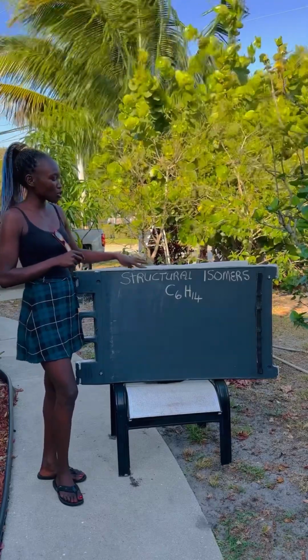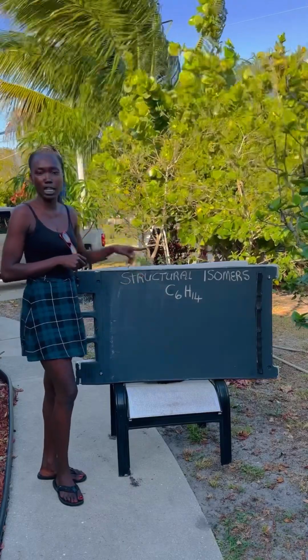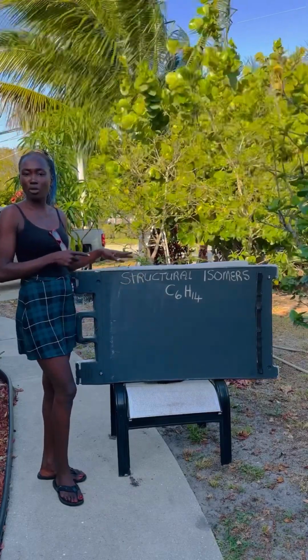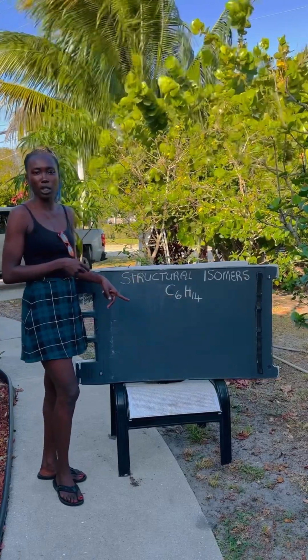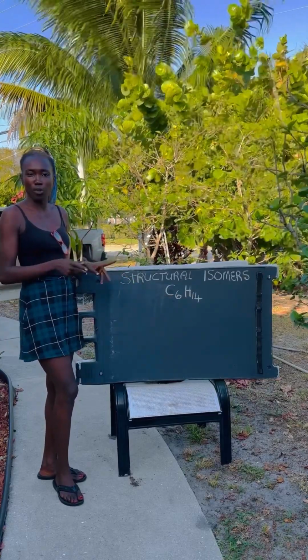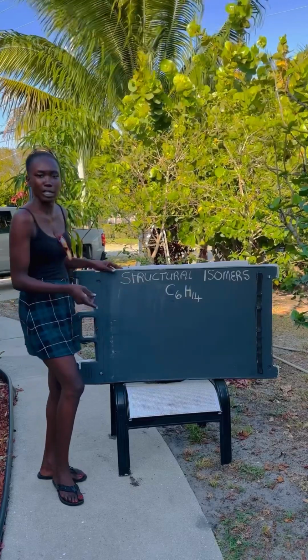Today we're going to be looking at the structural isomers for C6H14. Structural isomers are isomers that have the same molecular formula, C6H14, but the atoms are arranged in a different order. So C6H14 is the formula for hexane.